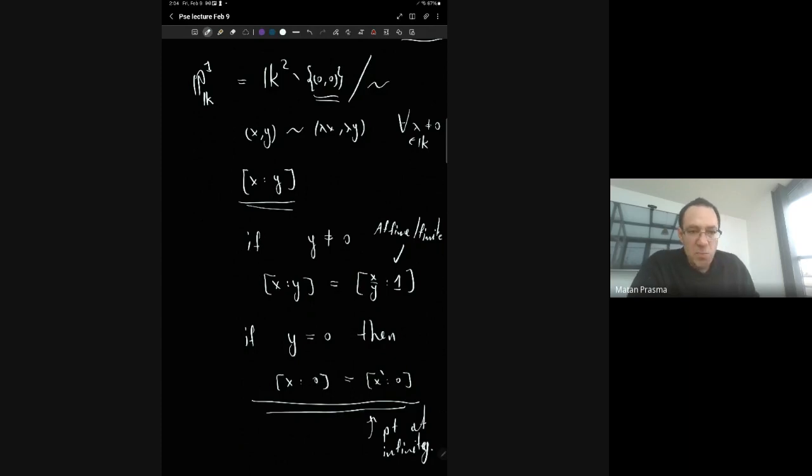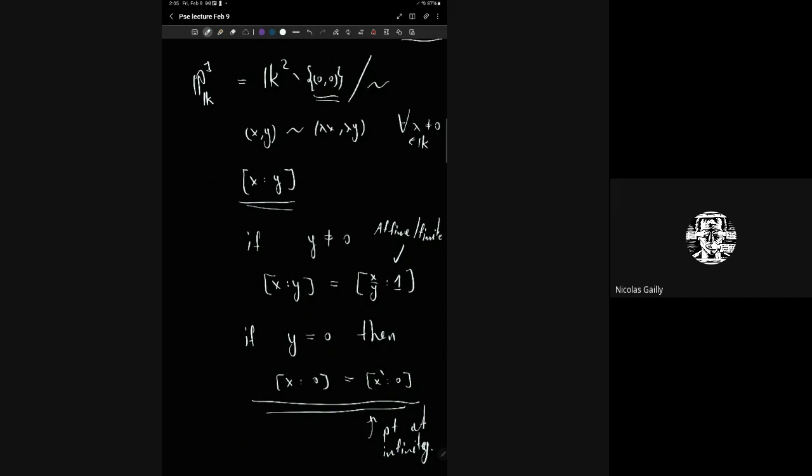if x and x prime are non-zero elements, then there exists a lambda such that they differ by a factor of lambda. Sure, but why is it the point at infinity now?